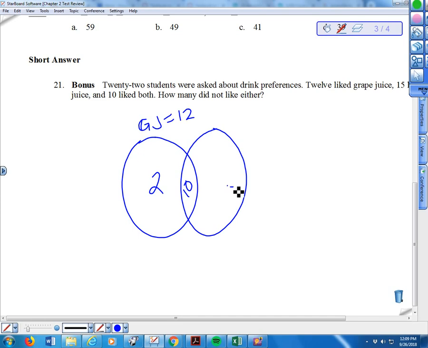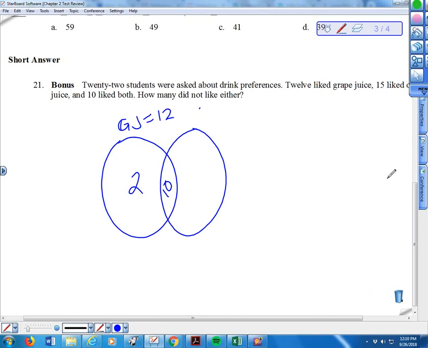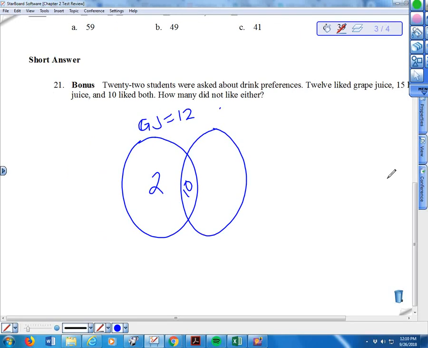22 students were asked. I thought it was 15, sorry. 10 plus 10 plus 2. A total of 12 then liked grape juice. How many did not like either? Oh, I've got to fill in this. Sorry. 15 liked orange juice. That would help. So what's in this one?